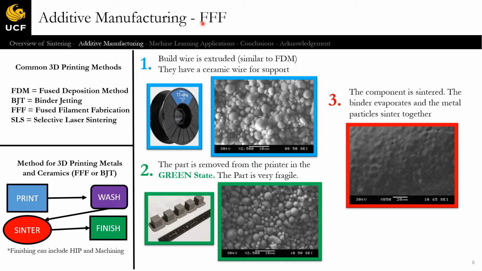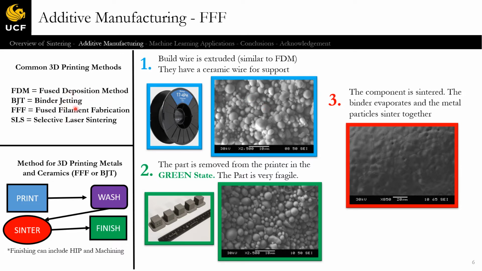So the additive manufacturing method that we looked at in this work is called FFF, which is fused filament fabrication. The specific printer that we used was the Markforged Metal X, and we printed a sample using that. It's a pretty interesting printer, as it does have a build wire similar to how FDM would work, but inside that build wire is basically metal particles that are already bound together with the binder, and it heats up, and the binder will, I guess, liquefy, and it will be extruded just as an FDM printer would.